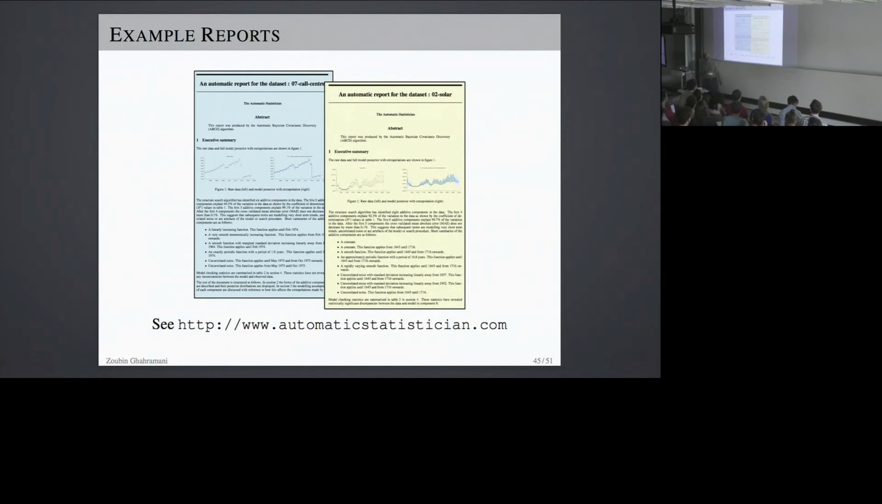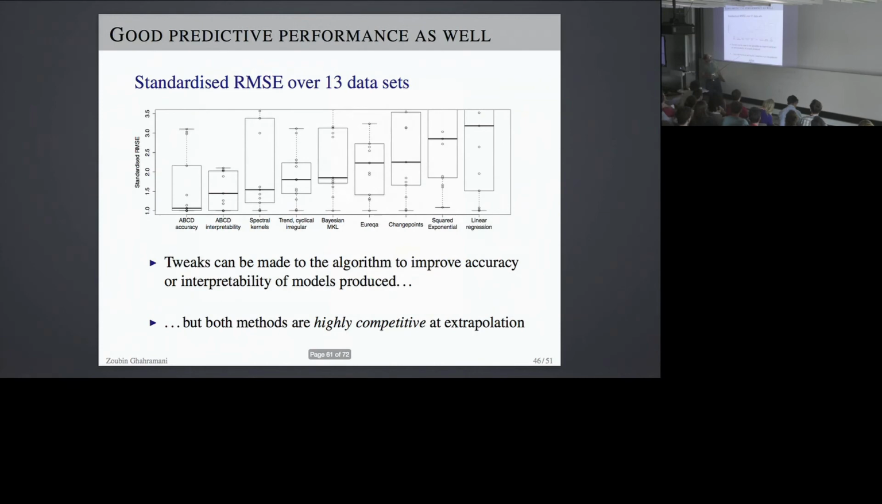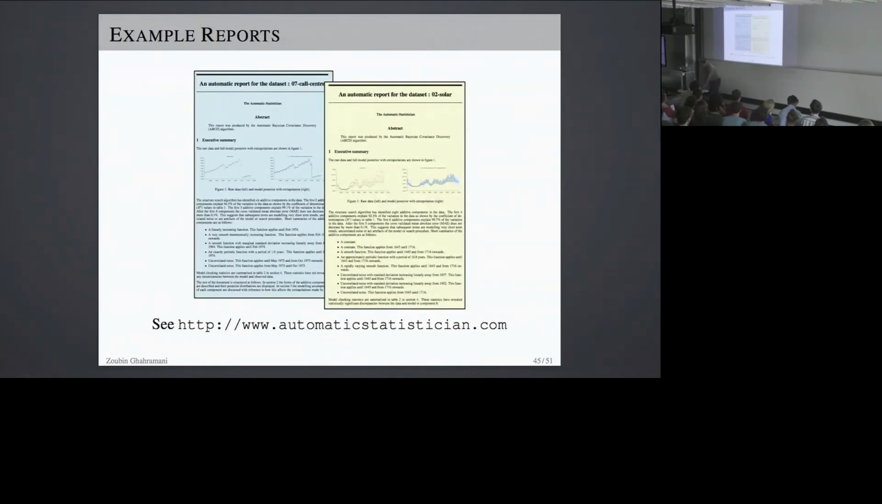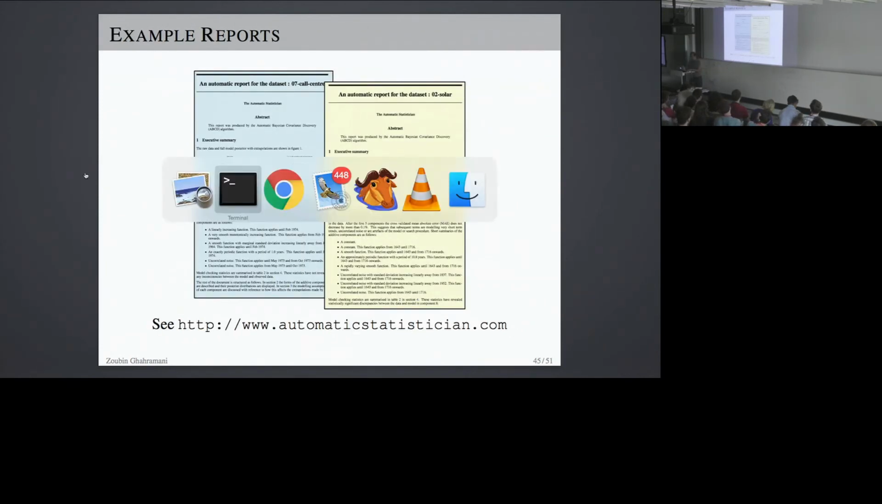But actually, if you look at the full reports, these are available on the website. The full reports are kind of 5 to 15 pages, formatted like NIPS papers. This is all computer-generated text that is telling you what it's found in the data. And it's kind of fun. I can show you maybe a little video of this.